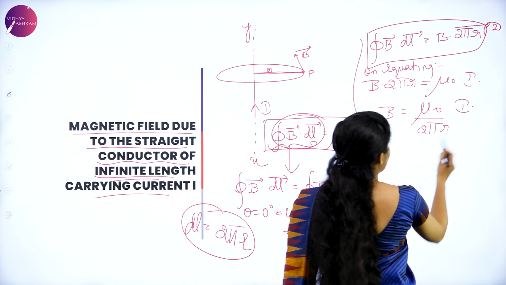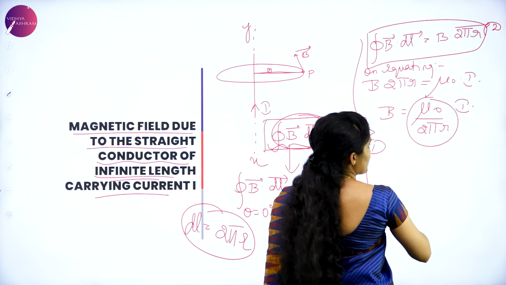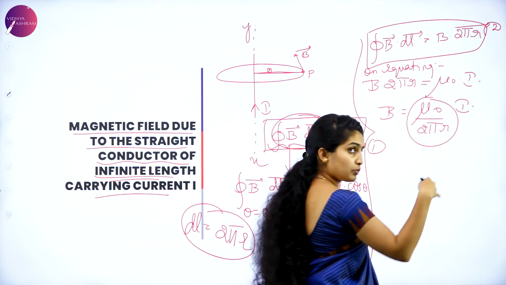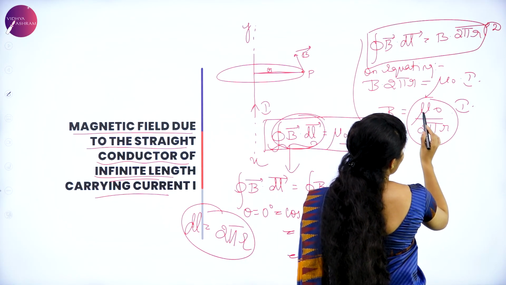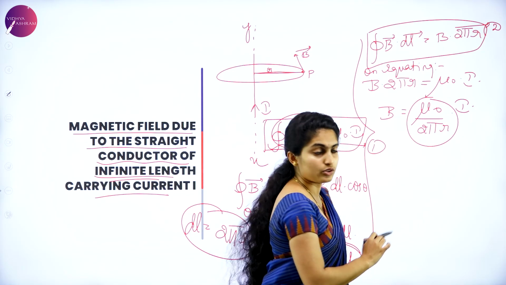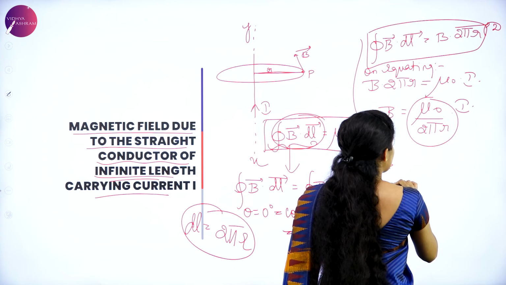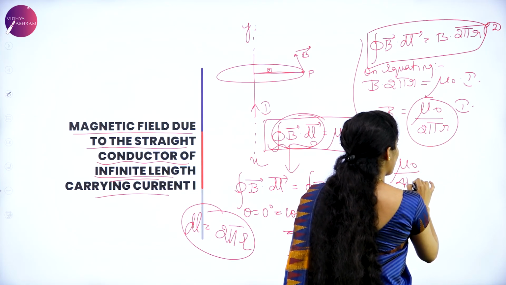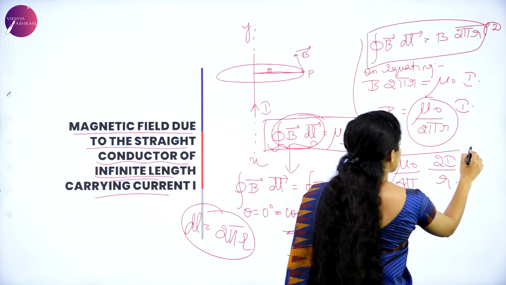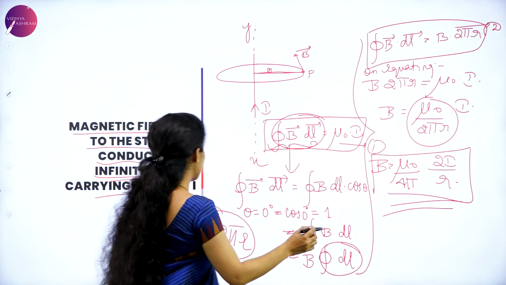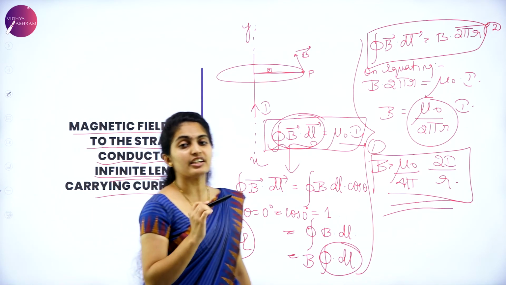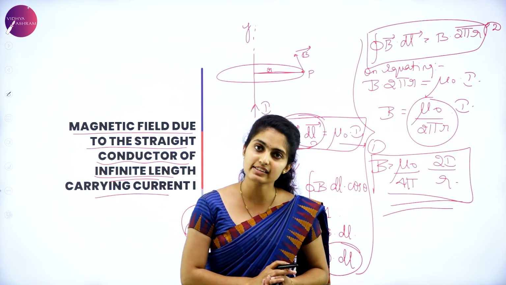Now our duty is to get this into the constant μ0 by 4π. Since μ0 is there, 2π has to become 4π. So we multiply the numerator by 2 and the denominator also by 2. It becomes B is equal to μ0 divided by 4π, 2I divided by R. This is the expression for the magnetic field due to a straight conductor of infinite length carrying a current.